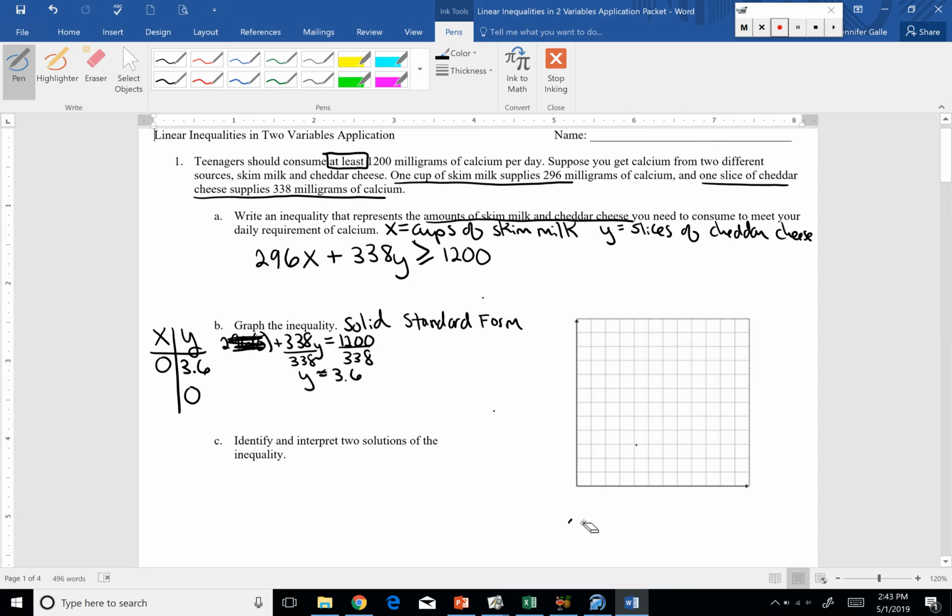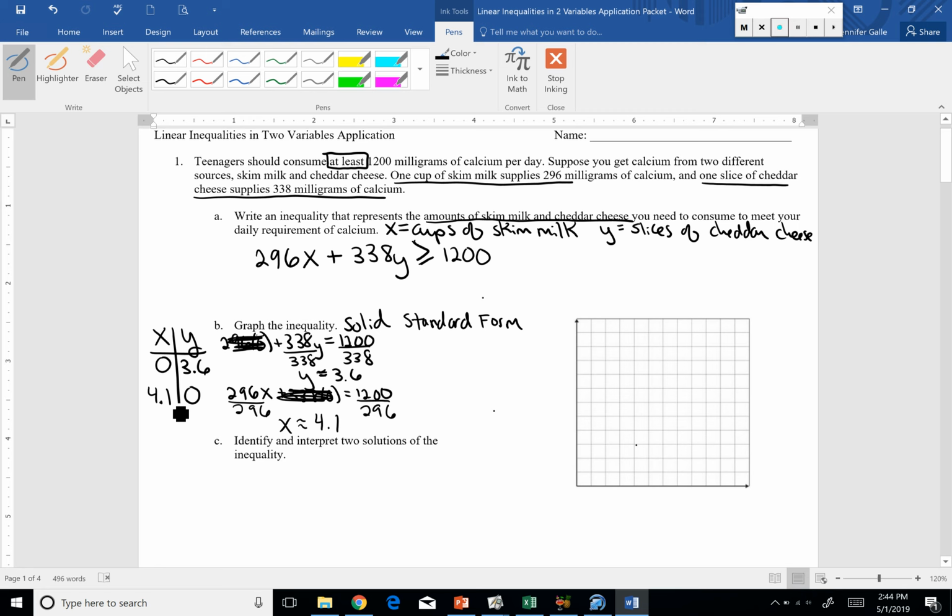So now we do the same thing, except we put 0 in for y. So 296, we leave the x. 338 times 0 is just 0. And then we divide. Now this one I don't think is going to work out very pretty either. 1200 divided by 296. Our x is roughly, it's going to round to about a 4.1.